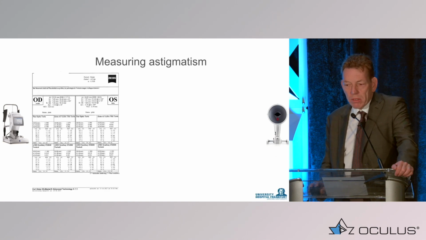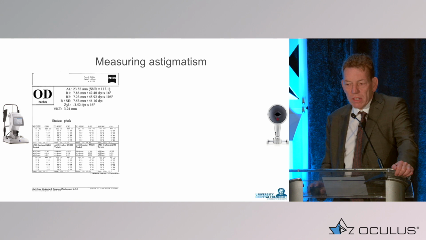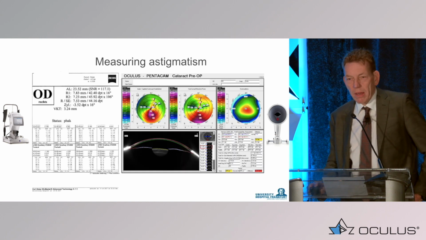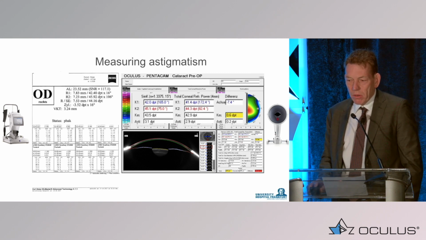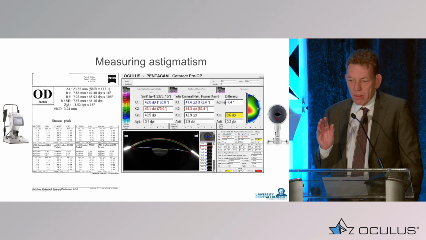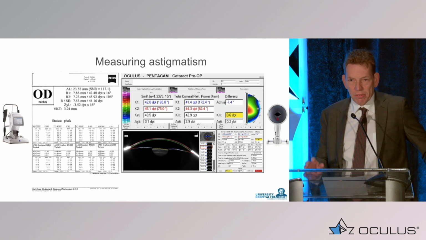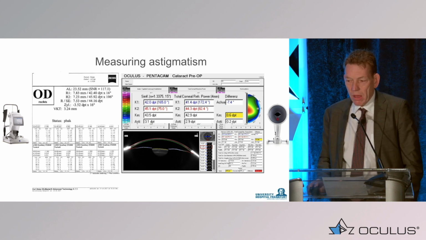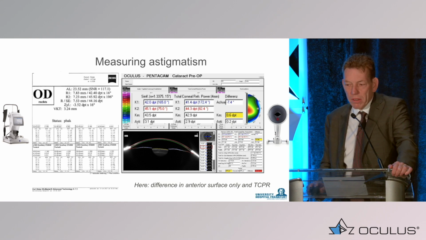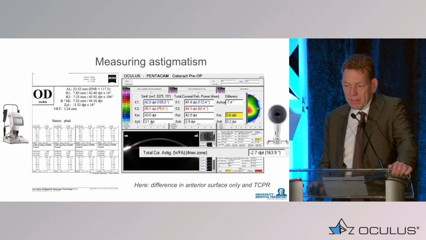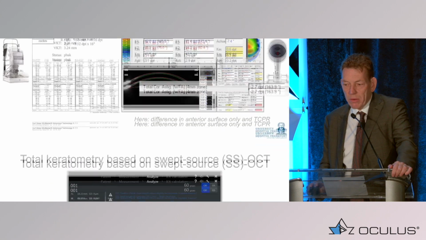We start here with a measurement of the IOL Master. You can see high astigmatic components, 3.52 diopters with the IOL Master. You can see here the Pentacam, which gives you more information. It shows the case of a keratoconus. If you look at the measurements, you can see there is a difference between the anterior and the total corneal refractive power, which also takes into consideration the posterior part. I've highlighted the number here: 2.7 diopters versus 3.52 on the left side in the IOL Master.